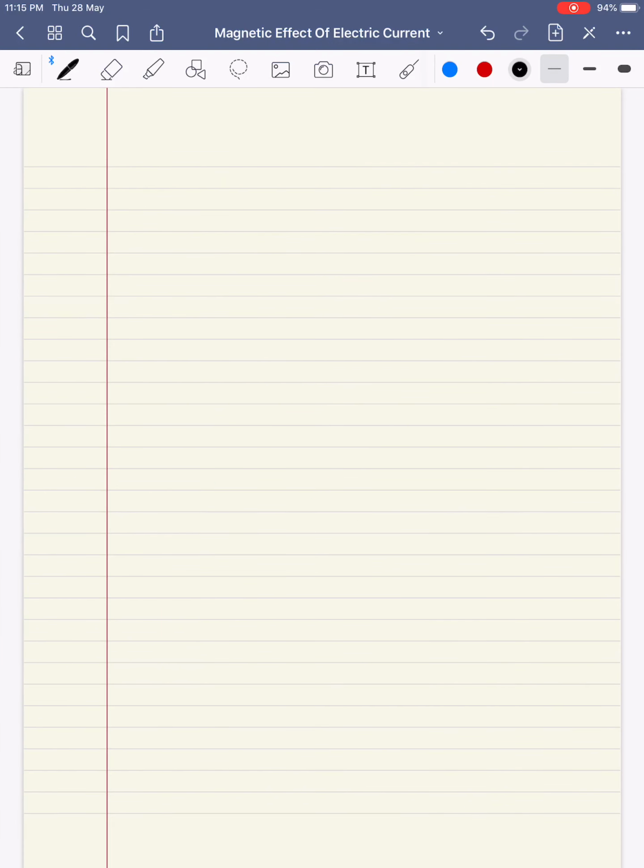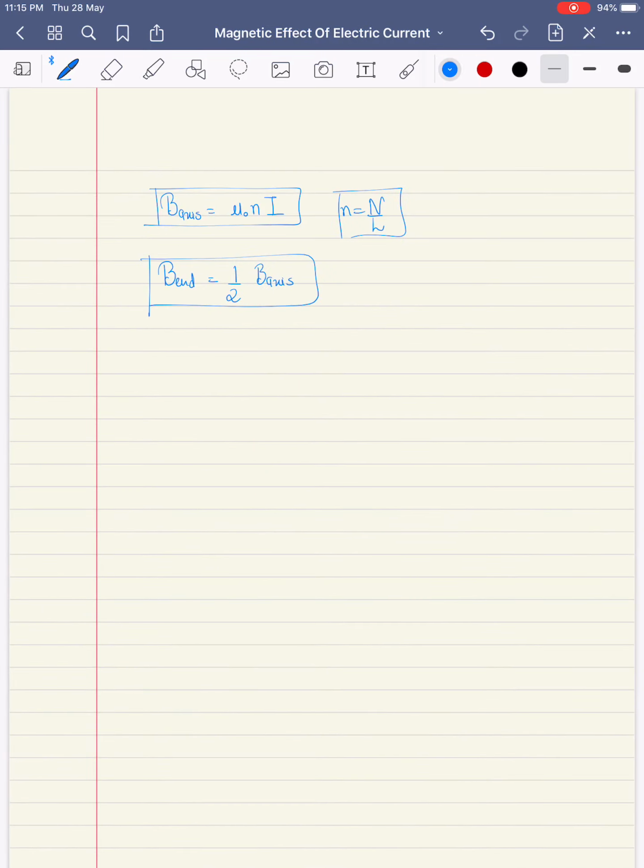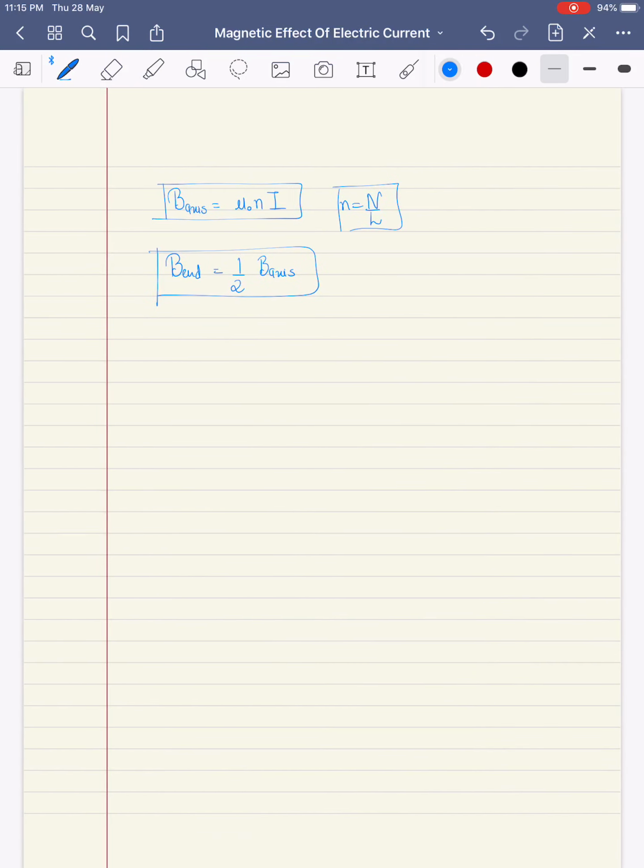ठीक है? So when I say about magnetic field along the axis of a solenoid, we write it as mu naught n i, where small n is known as the number of turns per unit length of a solenoid. Okay. Whereas when I say about the magnetic field at the ends of the solenoid, so we can say magnetic field at the ends of the solenoid is half the strength of the magnetic field along the axis. ओके, दैट्स हाउ यू विल कंसिडर. समझा आपको?